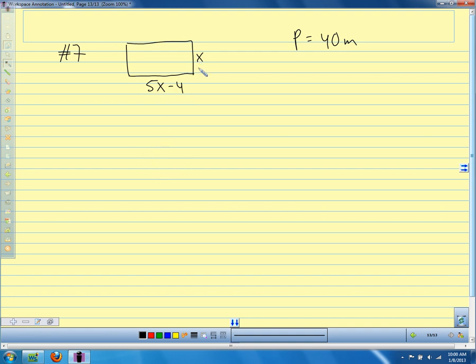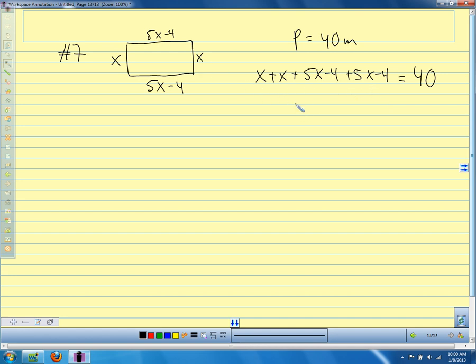So the height is x, we don't know what it is. The base is 4 less than 5 times the height. And it tells us the perimeter is 40 meters. Well, if this side is x, this side is also x. If this side is 5x minus 4, that side's 5x minus 4. And the perimeter, how do we find the perimeter? Add up all the sides. So x plus x, that gets me those two, plus 5x minus 4, plus 5x minus 4, and that equals the perimeter, 40. And I'm trying to find x.